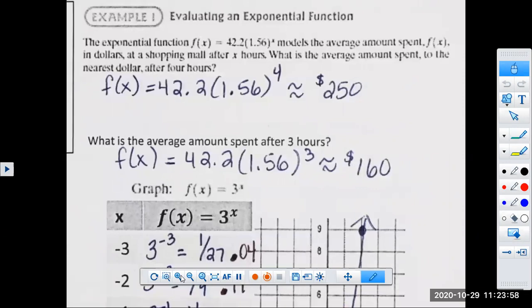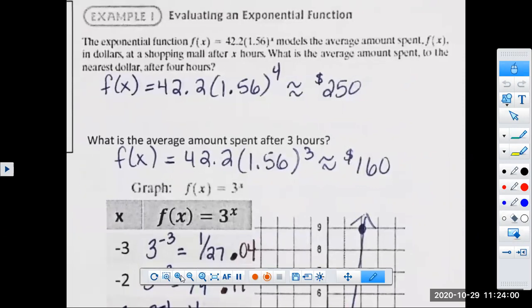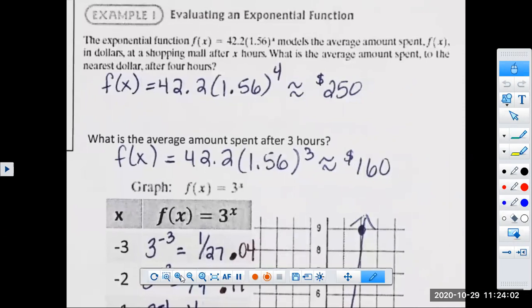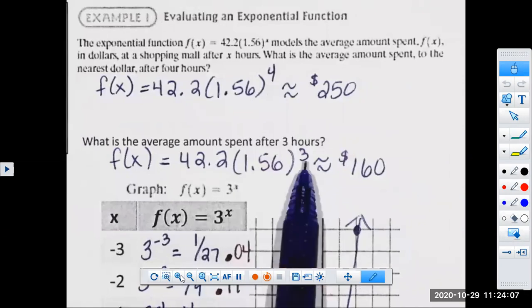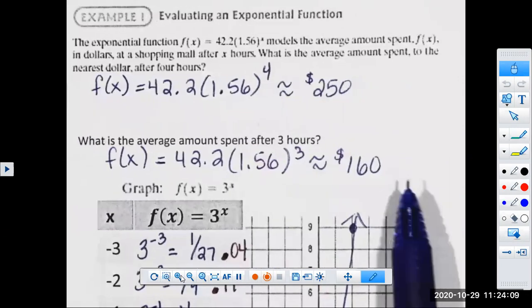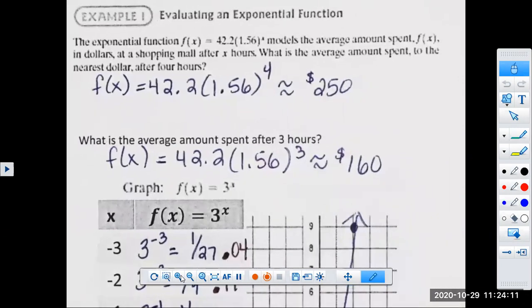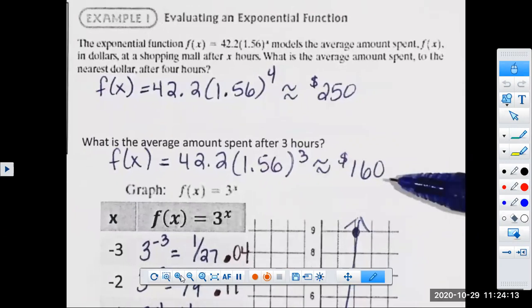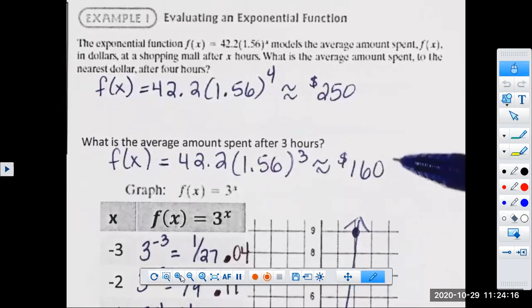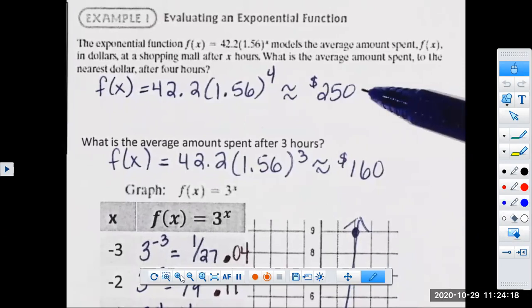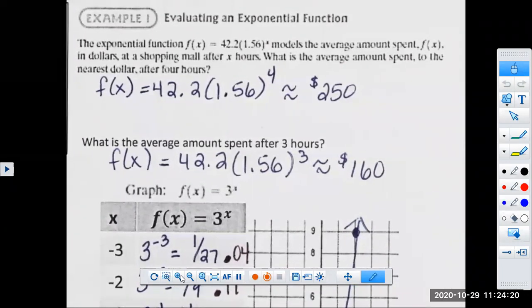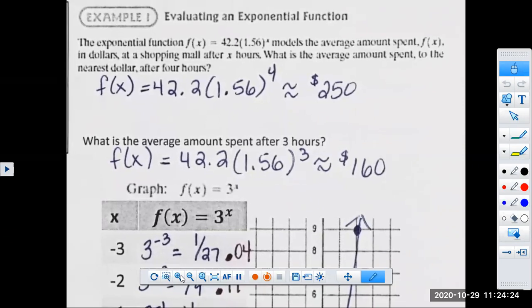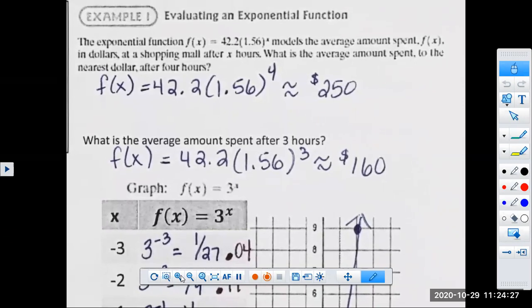Then on this second part, it's asking what is the average amount spent after 3 hours. So once again, plug in 3 for x and type that into your calculator, and you get approximately $160. So as you can see, after 3 hours, they average this amount spent. After 4 hours, average this amount spent. And so 5 hours would be, of course, even larger than that. So that's why you see all these pretty nice things and advertisements to try to pull you in and keep you in as long as possible.